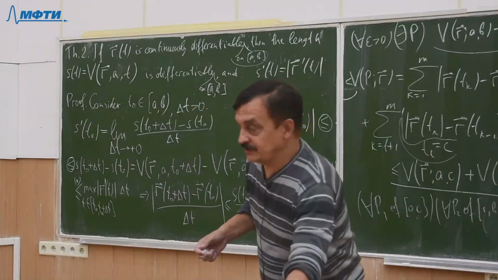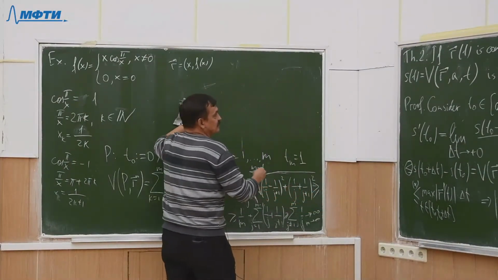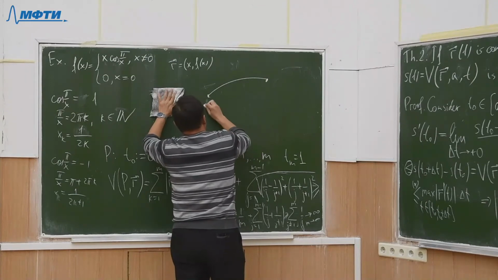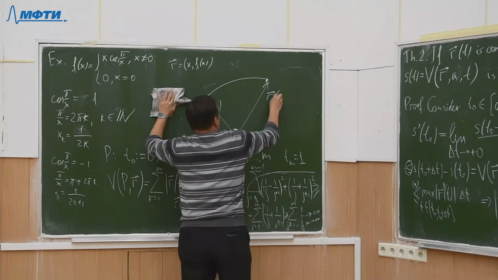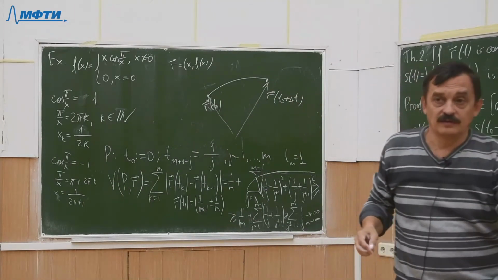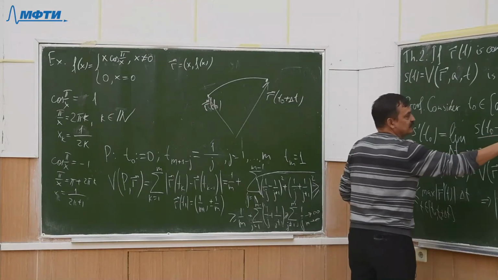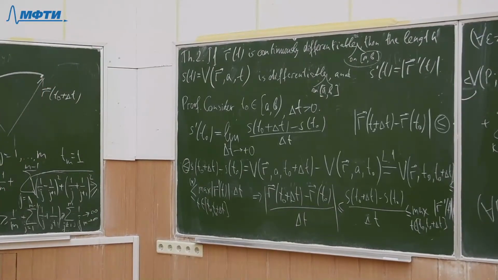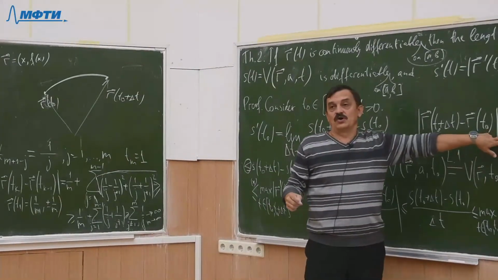let me return to the proof. So I wrote here an estimate. So look what happens. We consider such a piece of curve, R of T naught here, R of T naught plus delta T over there, right? And now, as we know, this difference S of T naught plus delta T minus S of T naught is precisely the length of this piece of our curve. This piece, right?